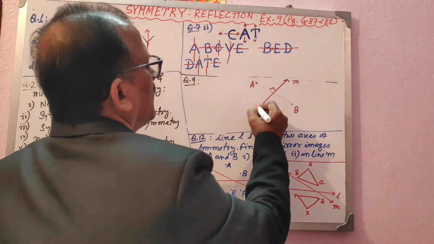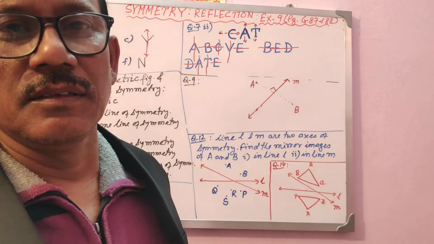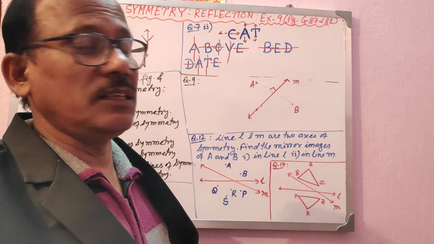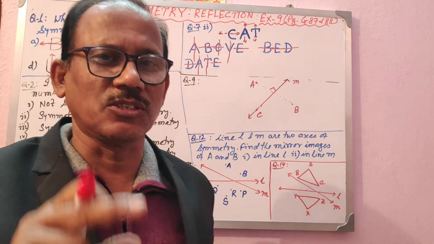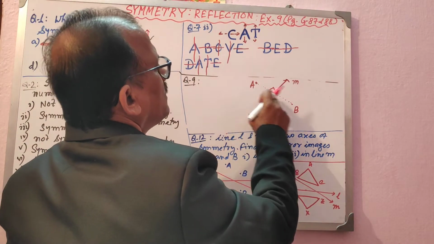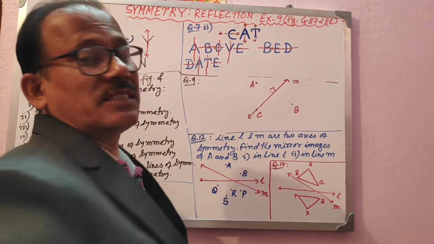And then C is a point on the axis of the reflection. So what will C's image be? C's image will be C itself because it is on the mirror line, whereas A's image will be B because here M is the mirror line.